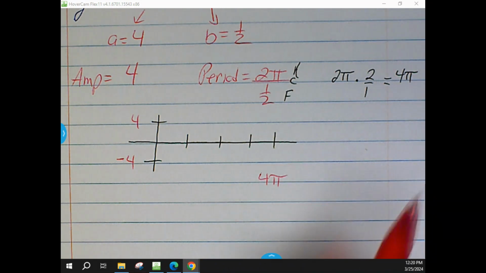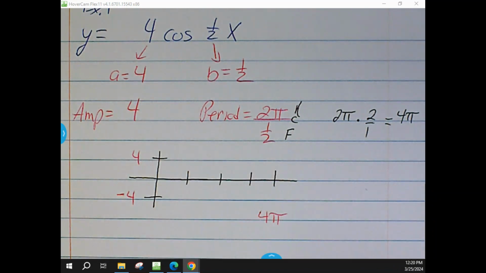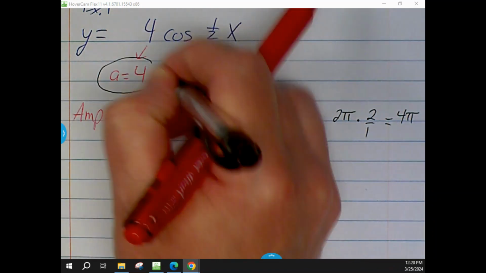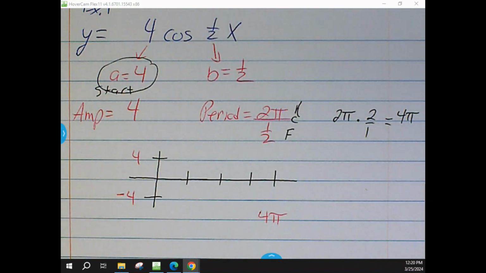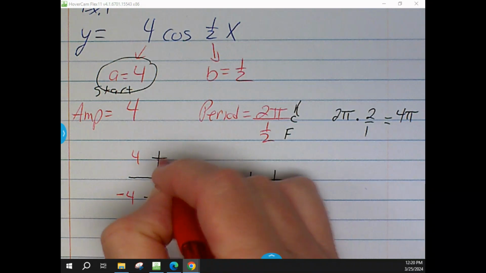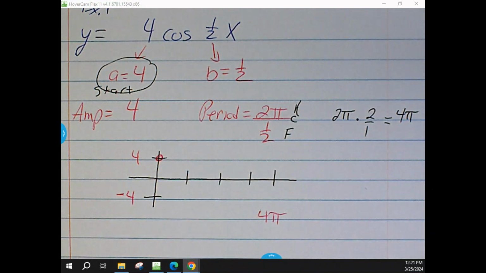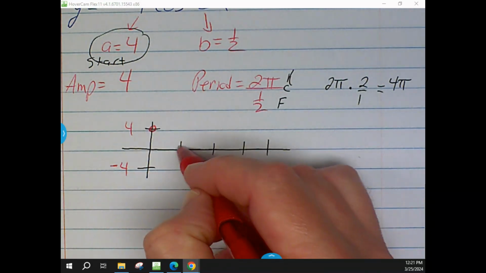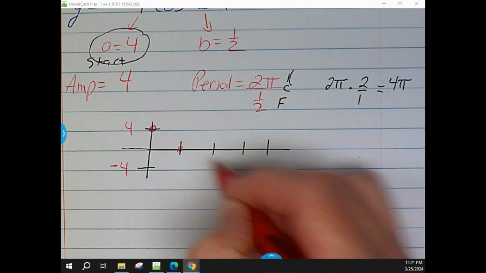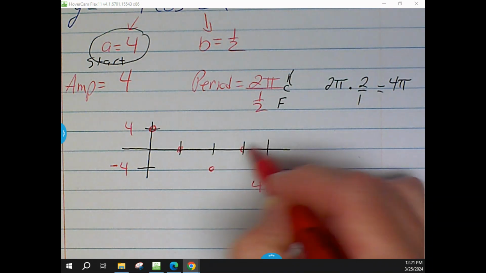But the big difference is if we're doing cosine, whatever this number is, this is where we start. So that's the big difference for cosine is we're going to start at positive 4. And if you're at the top, what's the only way to go? Got to go down. And before you can get to the basement, you got to go through the middle. So we're going from the top to the middle to the bottom. And then once you're at the bottom, then you got to turn and make your way back up.